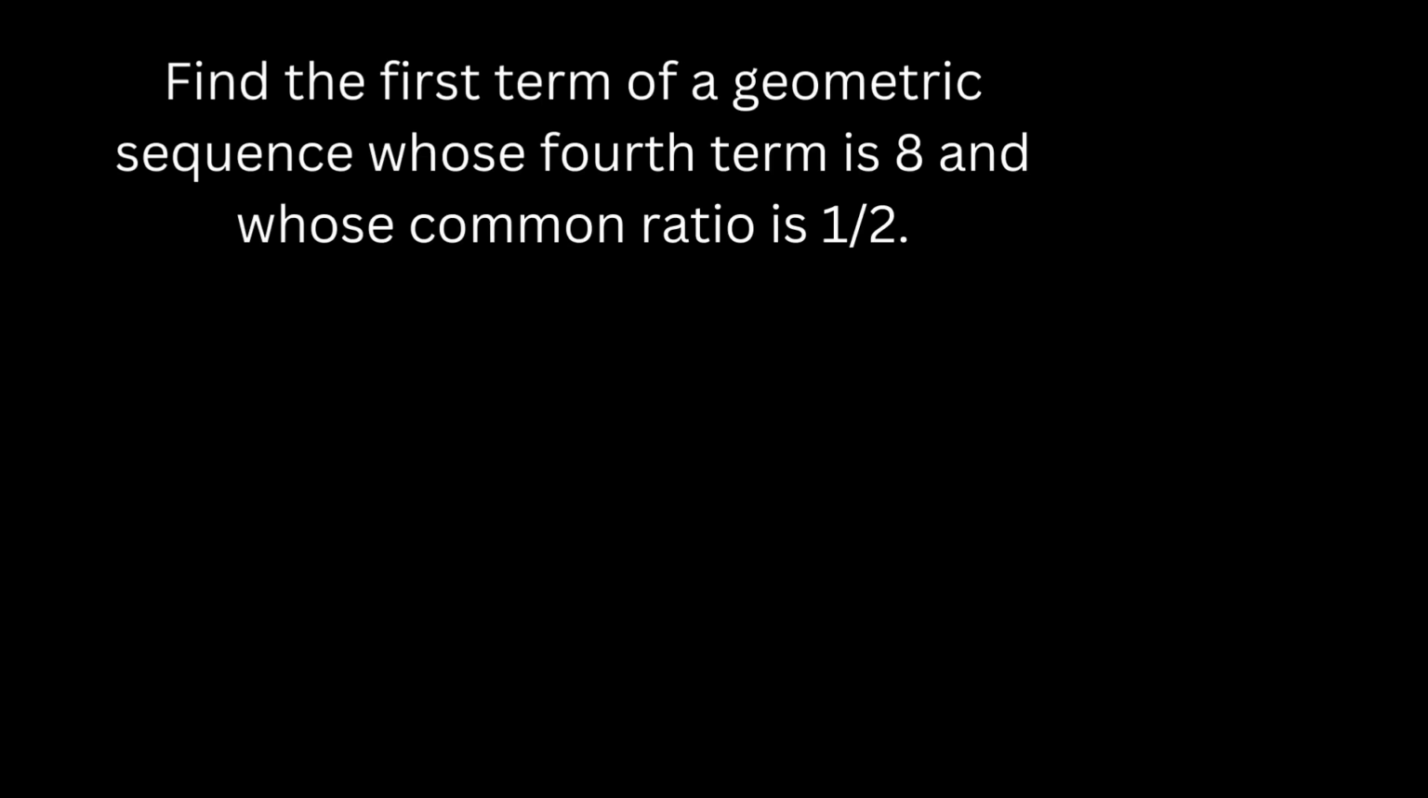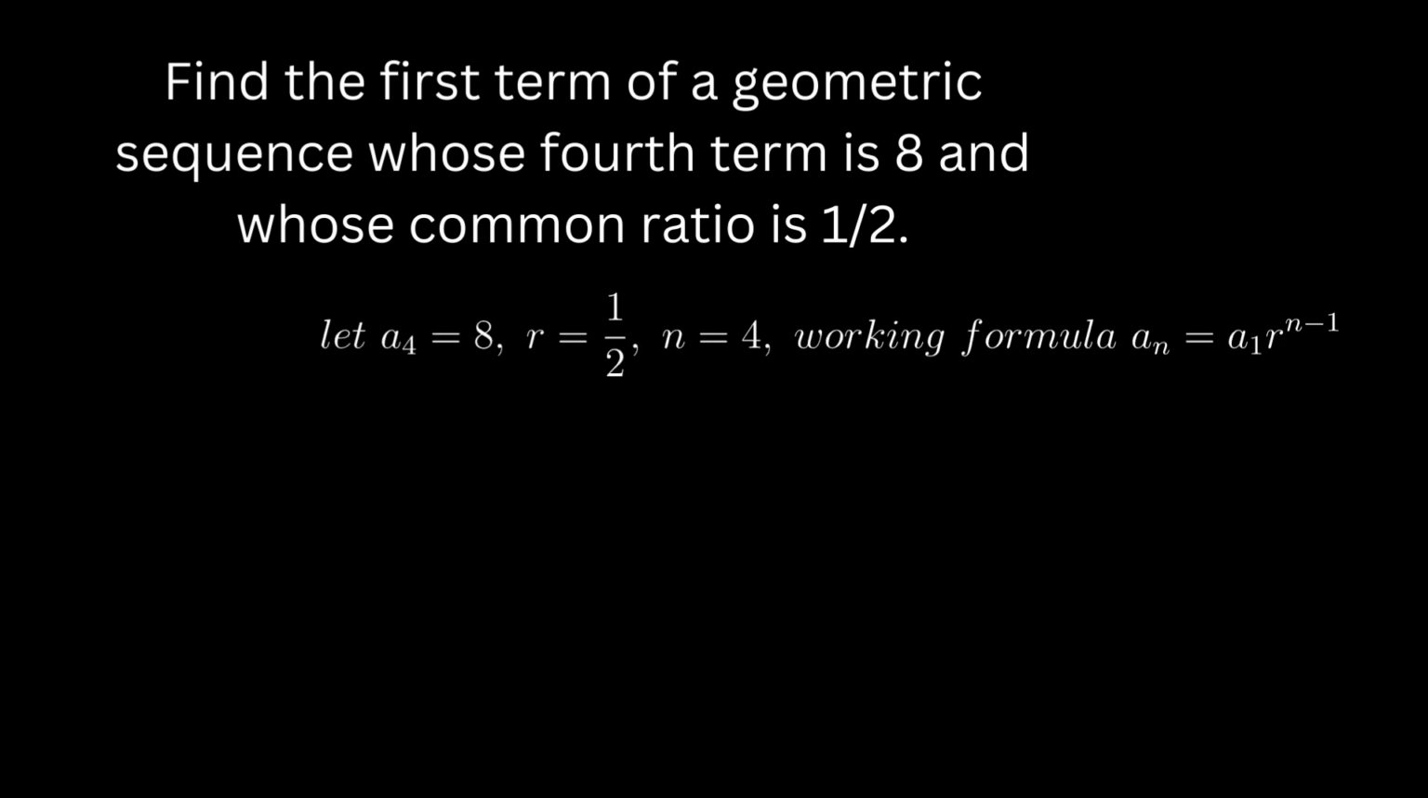If we know the value of any three of them, we can find the value of the fourth. For example, find the first term of a geometric sequence whose fourth term is 8 and whose common ratio is 1/2. Solution. We let a sub 4 be equal to 8, r be equal to 1/2, and n be equal to 4, in the formula a sub n is equal to a sub 1 times r raised to n minus 1. Plugging the values, we get 8 is equal to a sub 1 times 1/2 raised to 4 minus 1.